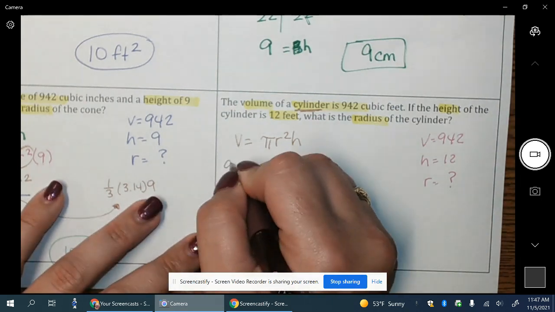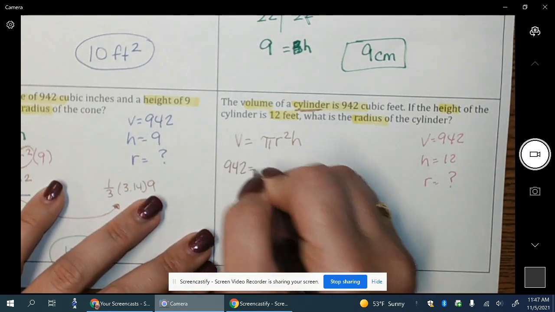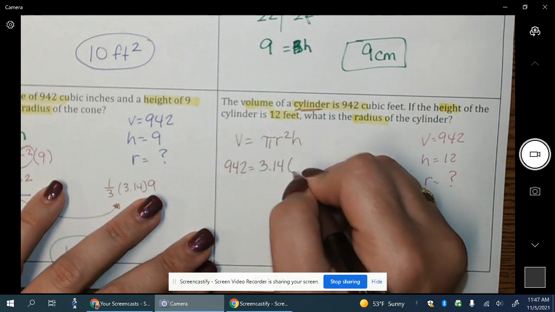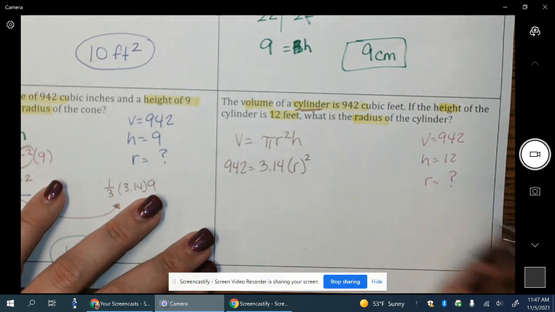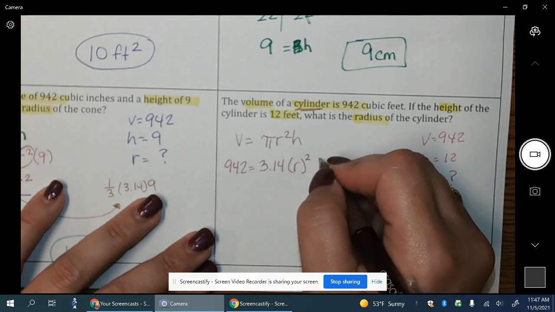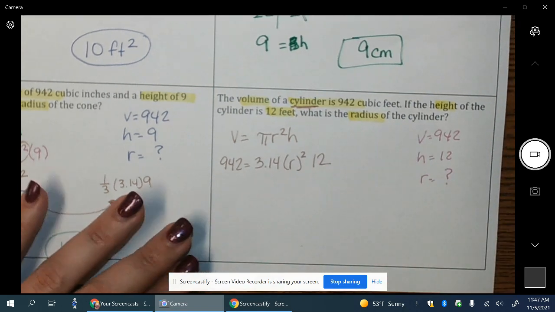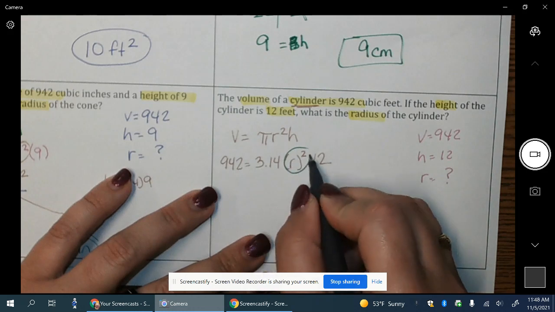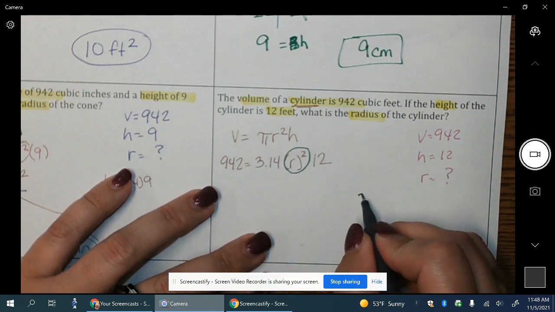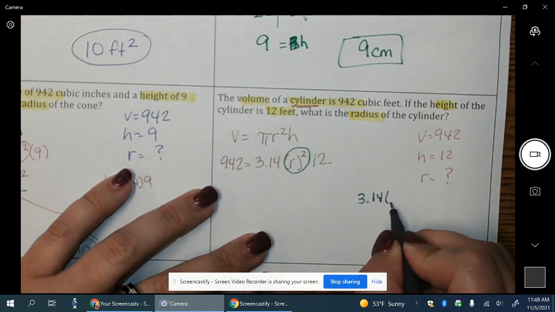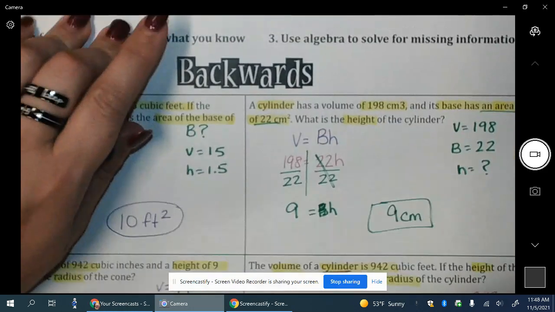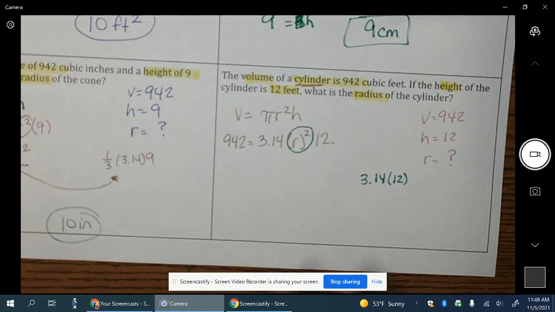The volume is 942. Pi is 3.14. Do I know the radius? No. Nope. Do I know the height? Yes. Okay. So just like on the first one, I need to combine the things that I can combine. 37.68. So this is what I have. What are you combining to get that? Yes, that's correct. 3.14 times 12. That is how she got that number.